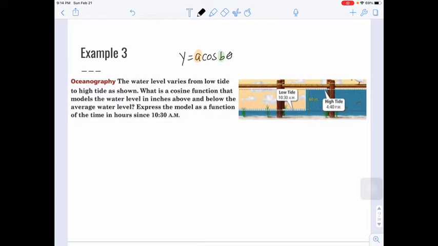Section 8.5 Example 3 says the water level varies from low tide to high tide as shown. What is a cosine function that models the water level in inches above and below the average water level? Express the model as a function of time in hours since 10:30 a.m. Reminder that we use y equals a times cosine of b theta to create cosine functions.